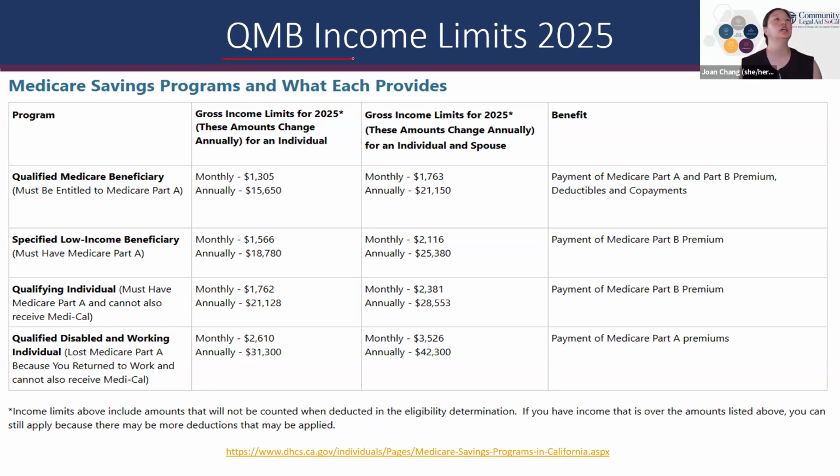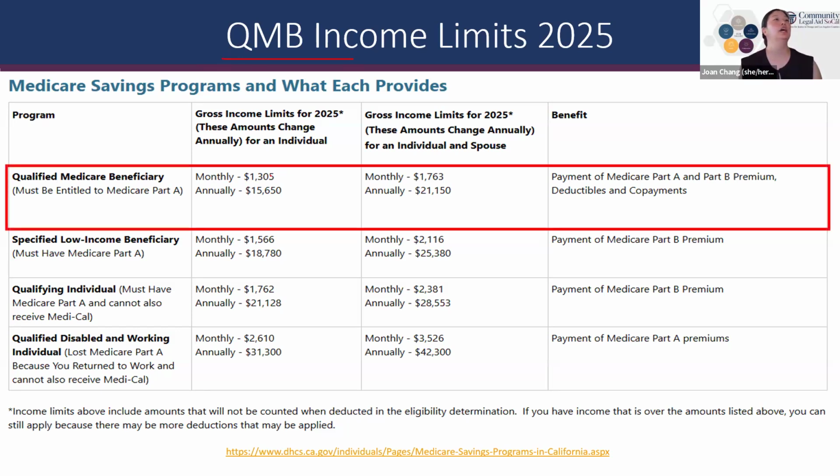So for QMB, you have to have an income that is below these amounts. This is for an individual, and this is for an individual with a spouse. It's a pretty low threshold, but unfortunately, a lot of our clients and a lot of folks out there are under these amounts. So you will be eligible if you are under these income caps. For an individual, $1,305 or less per month, and for a married couple, $1,763 or less per month.